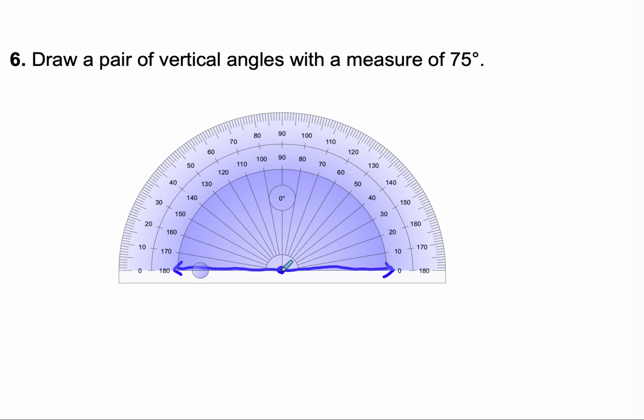dot on your line. 75 degrees, I'm going to use the bottom set of numbers because I'm going to draw my angle to the right. If I wanted to draw my angle to the left, then I'd use the top set of numbers. Going to the right, we're always going to use the bottom set of numbers.